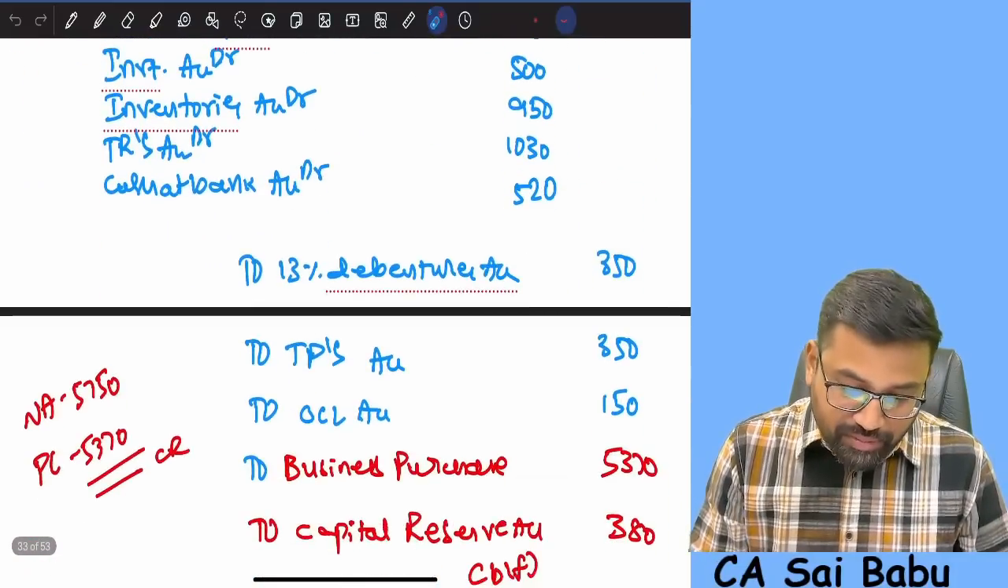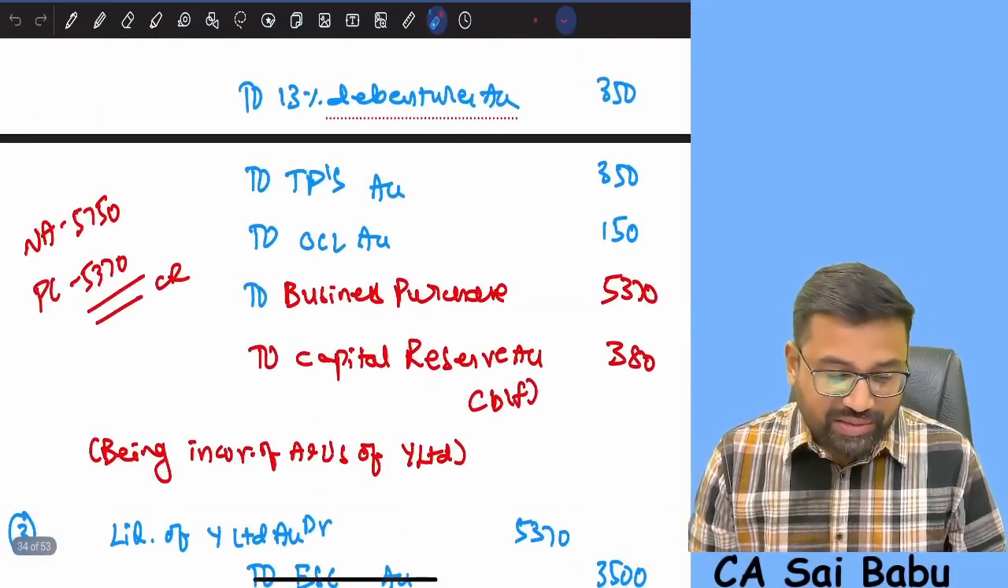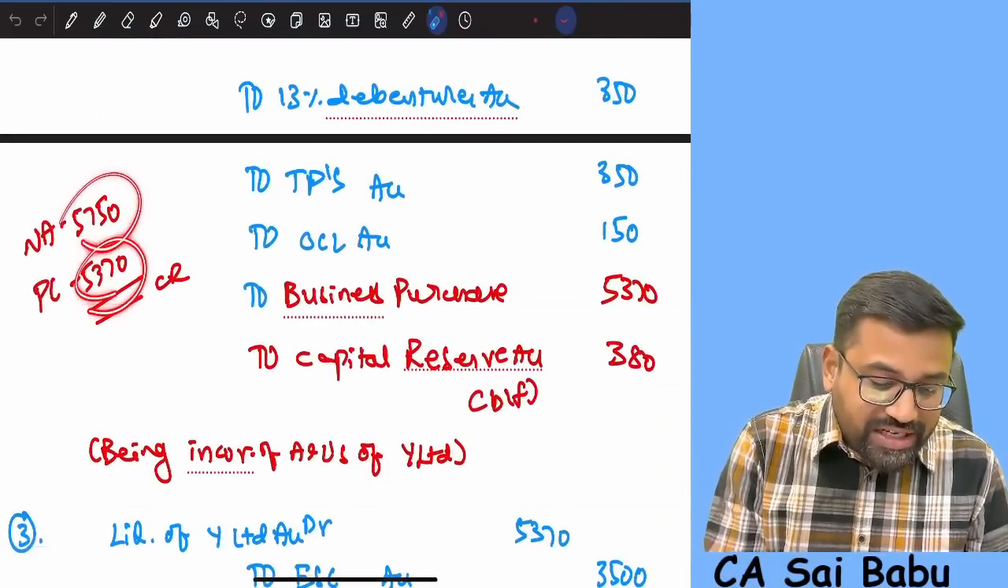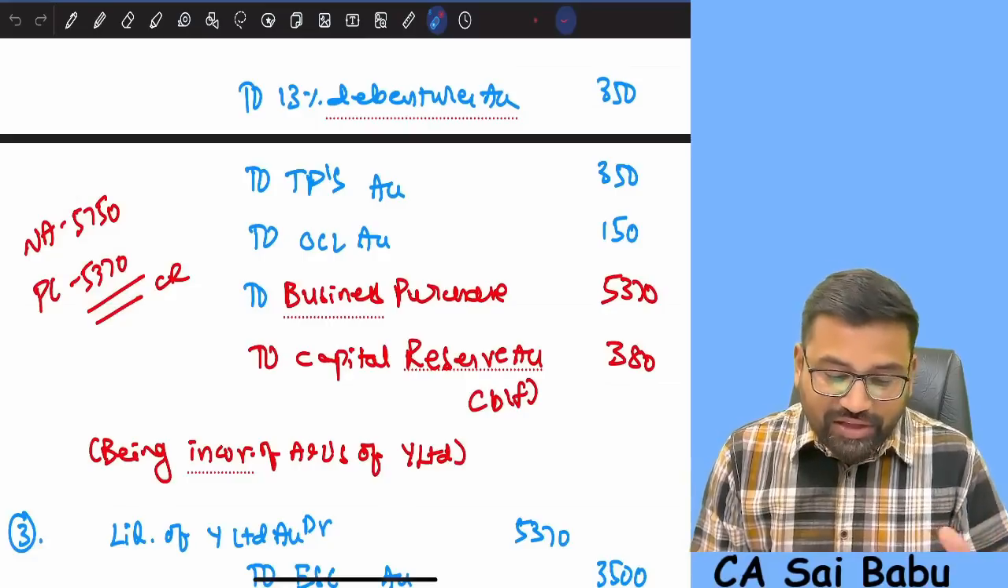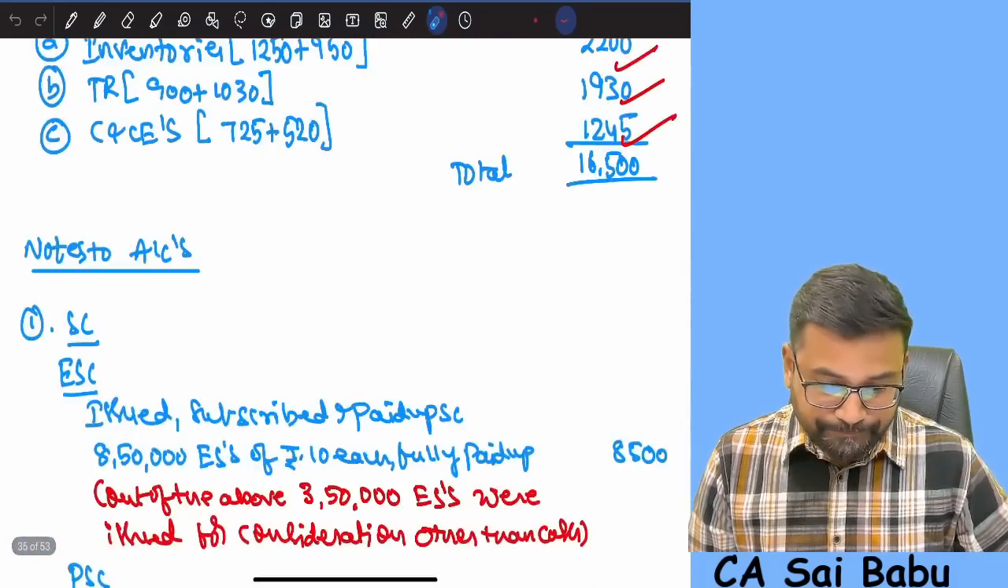Suppose it is the same amalgamation in the nature of purchase, we don't incorporate any kind of reserves and surplus. Here we compare PC with the net assets taken over. The difference will be either goodwill or capital reserve. In this case, capital reserve.